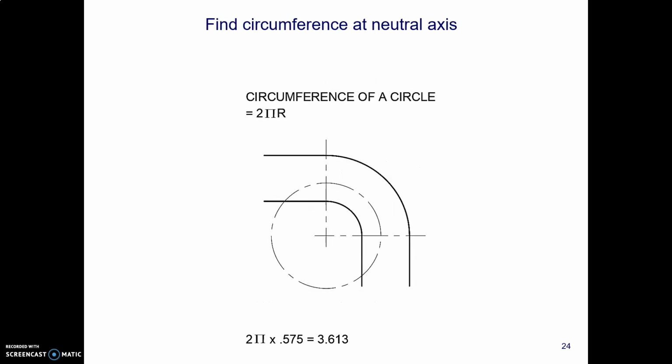Now let's find the circumference of that circle at the neutral axis. And we're remembering that the formula for circumference is 2 pi r. So 2 pi and r, the radius of our neutral axis, in this particular example is 0.575. So 2 times pi times 0.575 gives us 3.613 in this particular example.